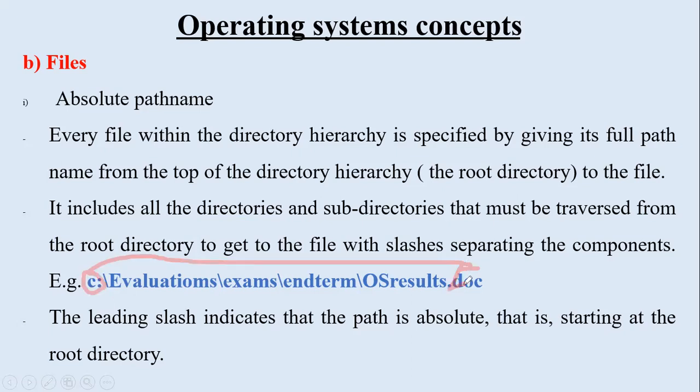The leading slash indicates that the path is absolute, that is, starting at the root directory. In this case, the root directory is the storage medium, the one which you are representing using C colon, which means it's hard disk. If it was a CD drive, or a compact disk or DVD, this one would be another letter like D colon or even E colon. If it was a flash disk, it would also have another different letter.